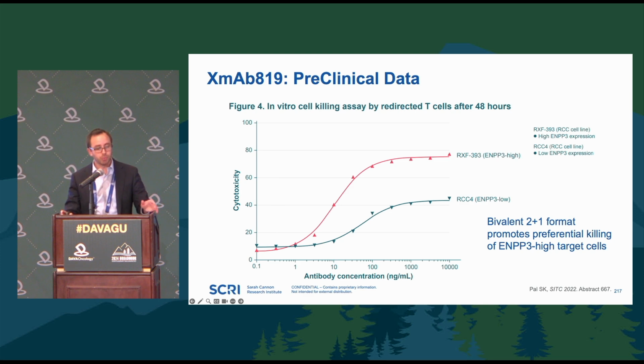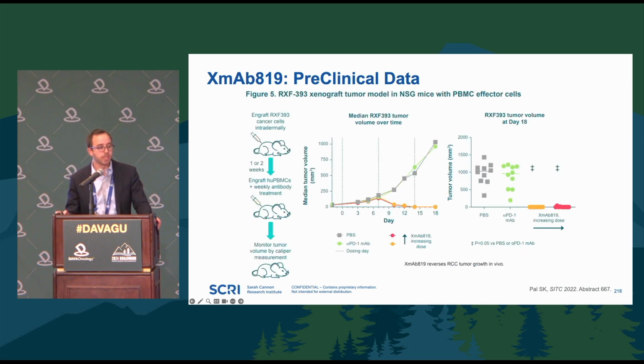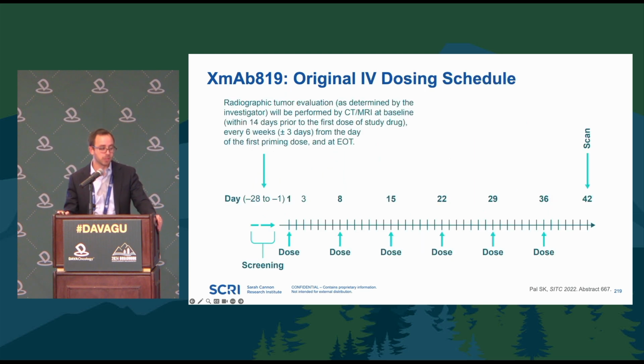And then when you look at the preclinical rationale, you can see they showed that the 2+1 format promotes preferential killing of the ENPP3-high target cells, not surprising, and it moves forward into the clinic based on this data. And then when you look at xenograft models, you see the same thing. You can see very clear reduction in the tumor volume as you bring this bispecific into those models.